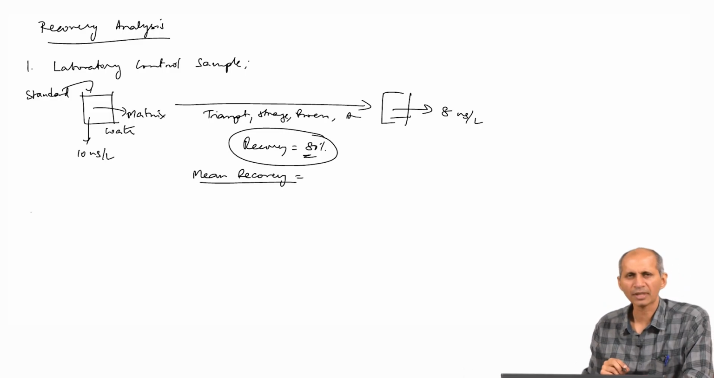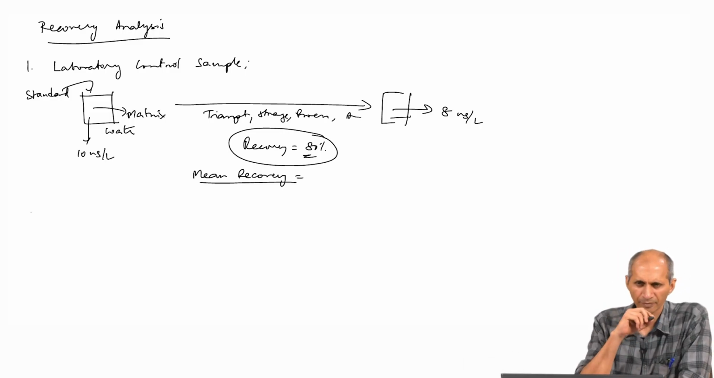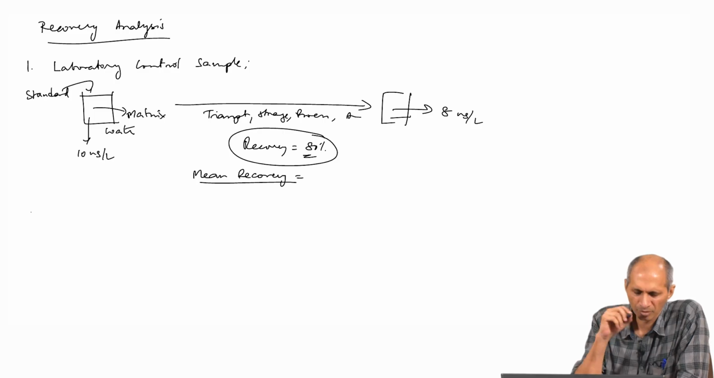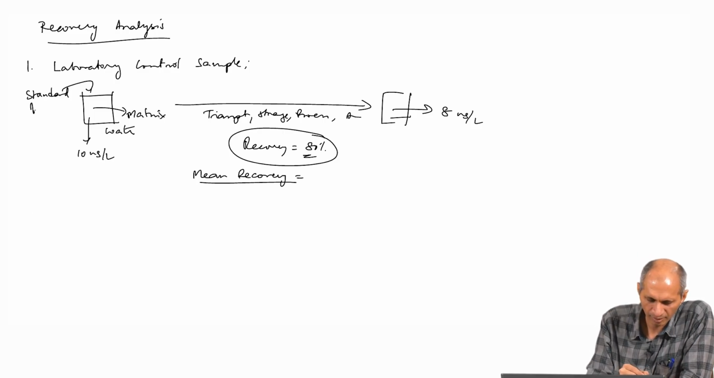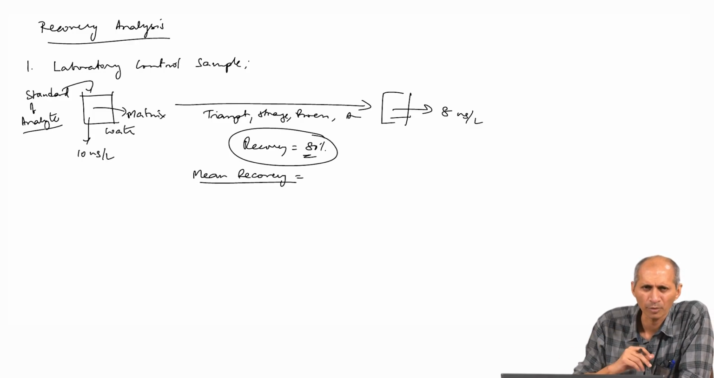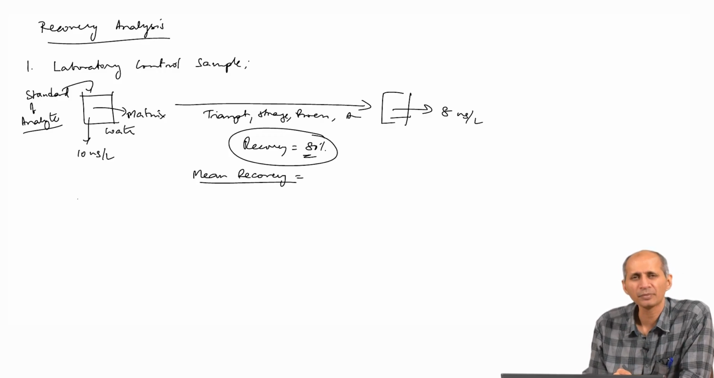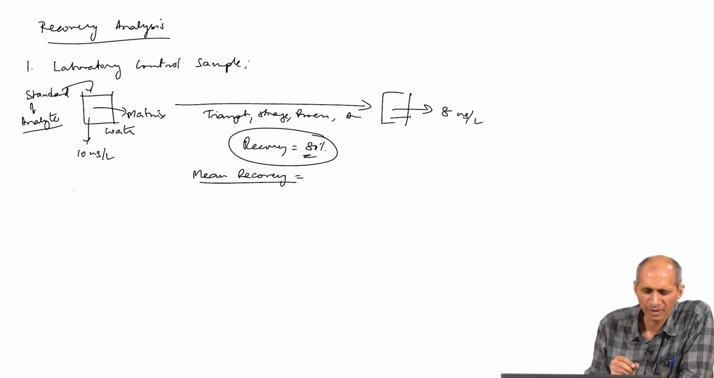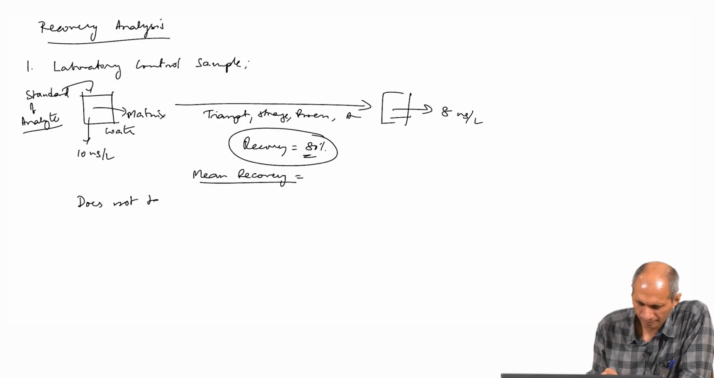There is a problem in this, it is not accepted. This is the easier way to do it, because you can take the standard of the analyte itself and do it. So, it is exactly the recovery of that particular compound. However, the general criticism or the drawback of this is that it does not take into account what are called matrix effects.